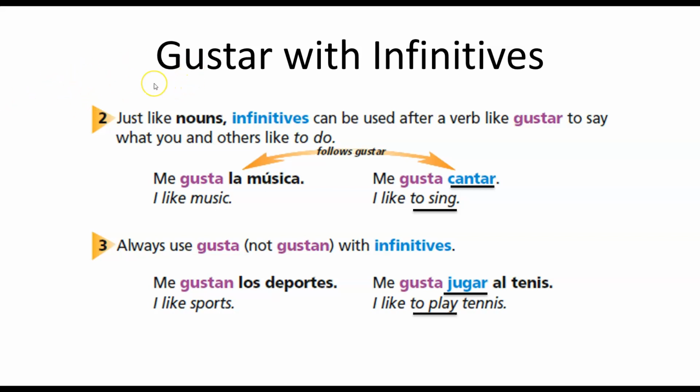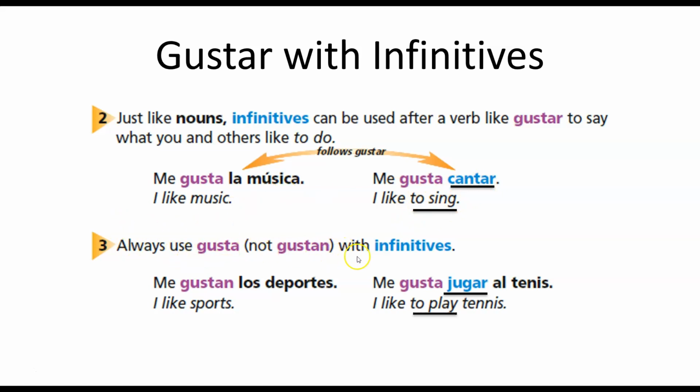Gustar with infinitives. Just like nouns, infinitives can be used after a verb like gustar to say what you and others like to do. Right? You can say things like me gusta la música, I like music. Or you can say me gusta cantar, I like to sing. Again, notice AR here means to, right? Cant with singing, cantar, to sing.